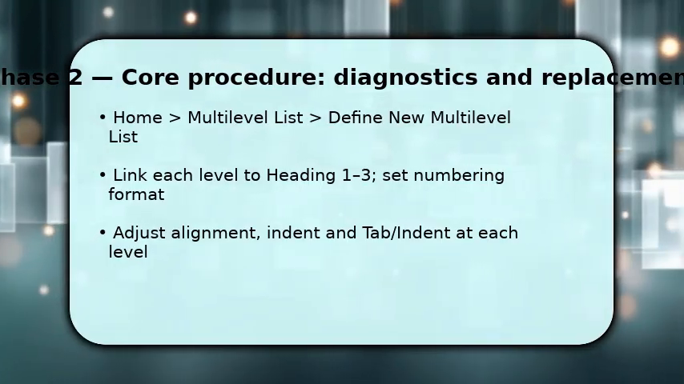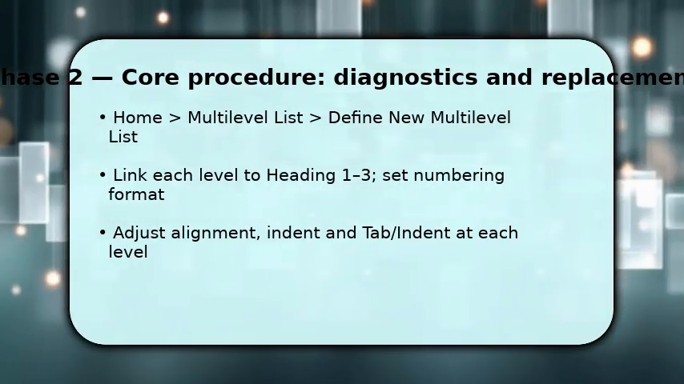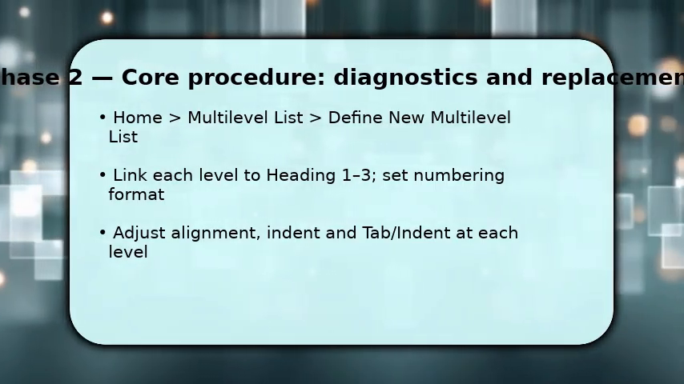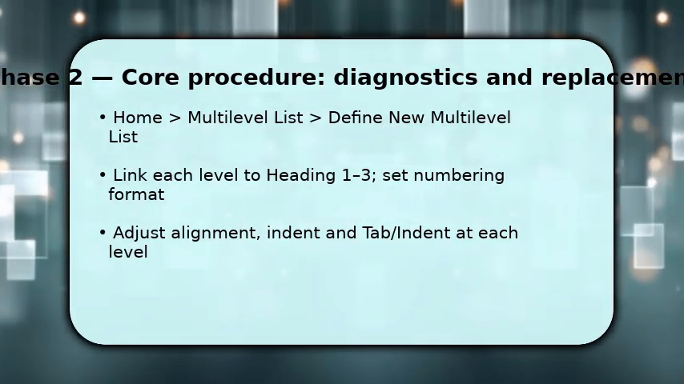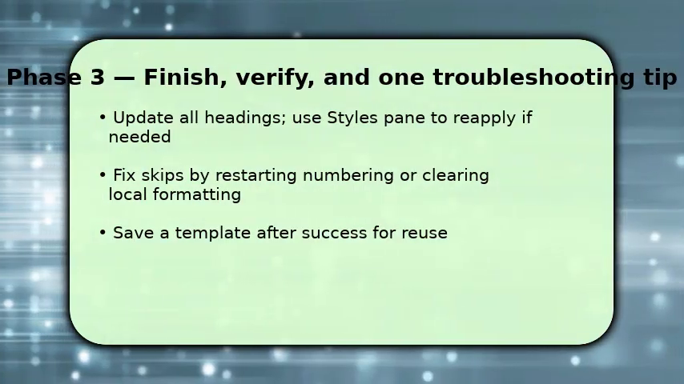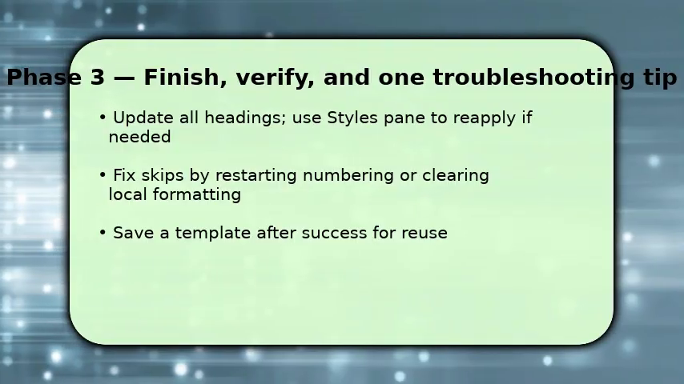Once linked, apply the heading styles and watch numbers update. If numbers skip, check that each heading uses the linked style and not manual formatting. Finish by scanning the document and reapplying heading styles where numbering looks wrong. That forces Word to regenerate linked numbers.